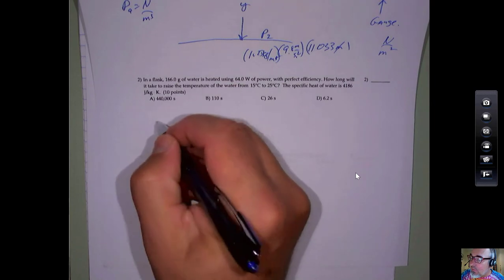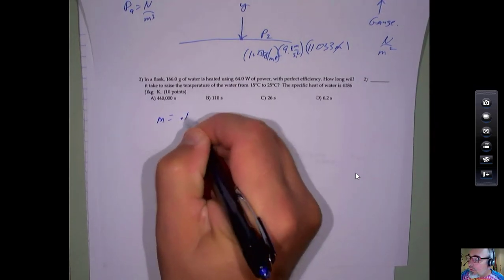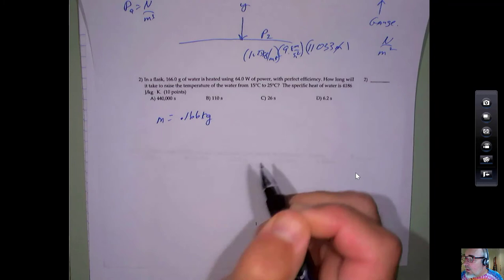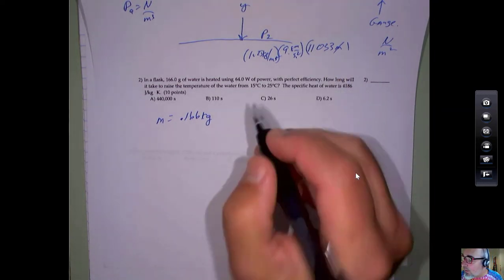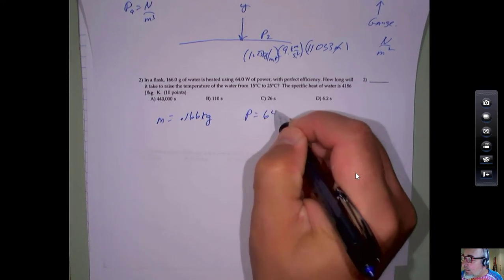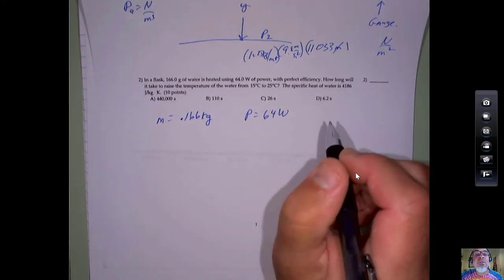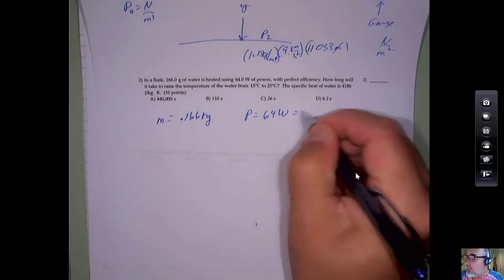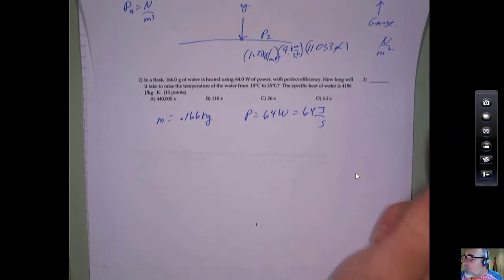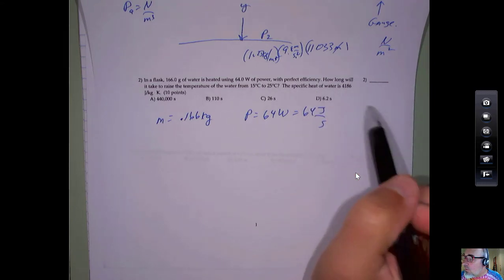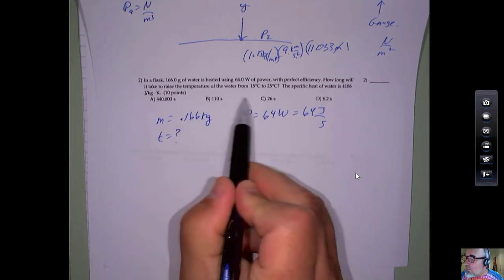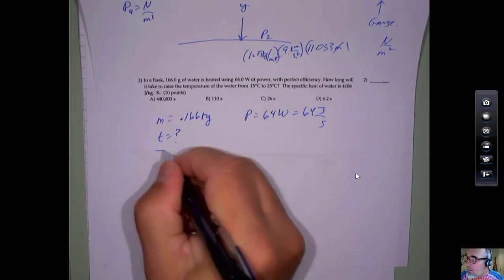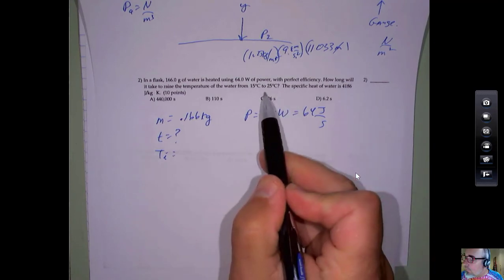In a flask, 166 grams. Be careful: 0.166 kilograms of water is heated using 64 watts of power. Don't forget the unit watts is a joule per second. With perfect efficiency, how long will it take to raise the temperature from 15 to 25 degrees Celsius?